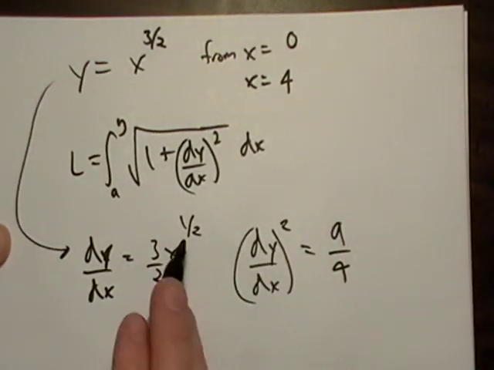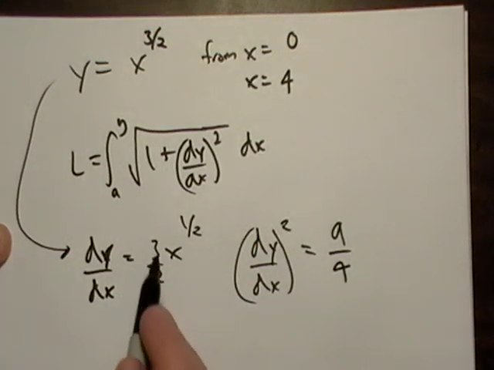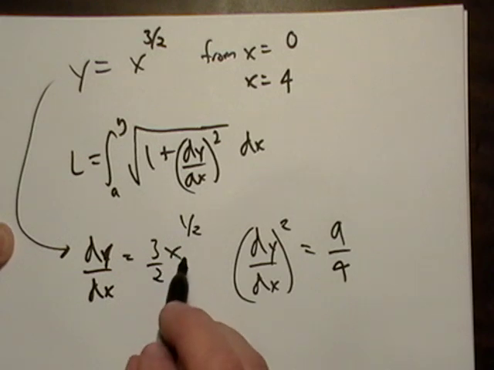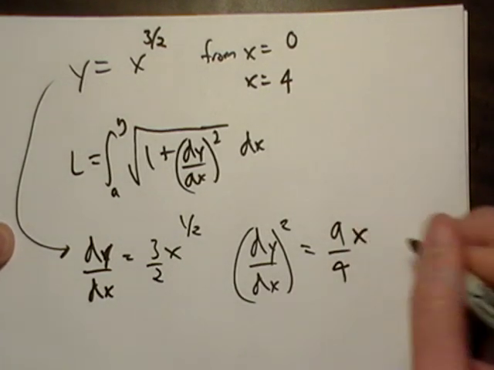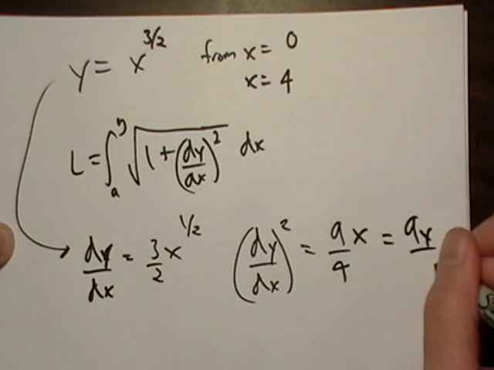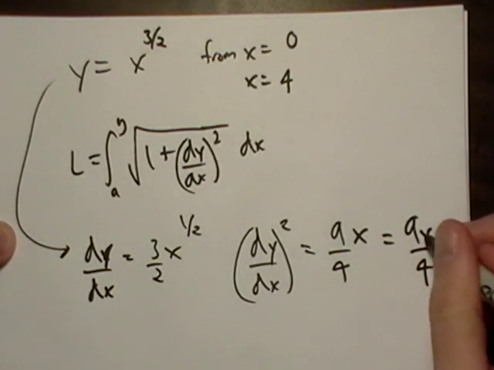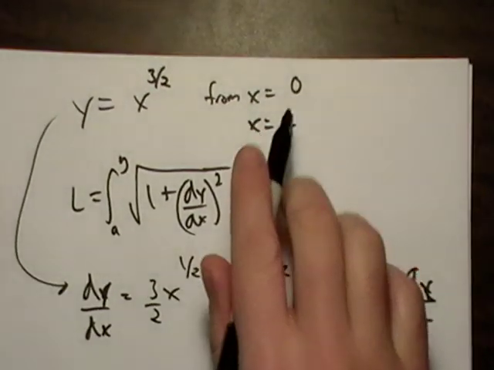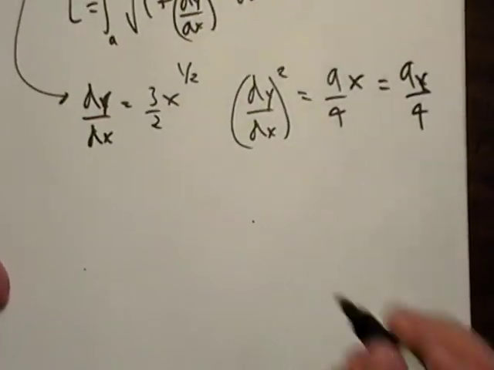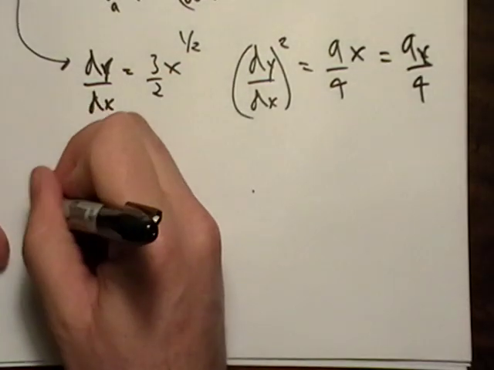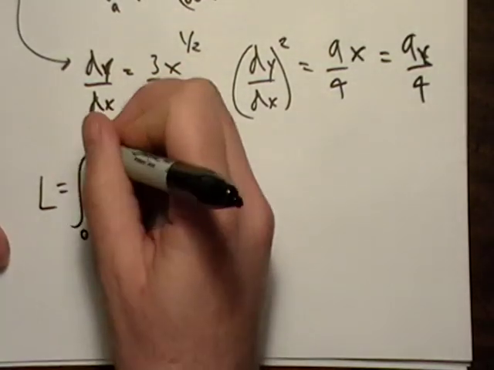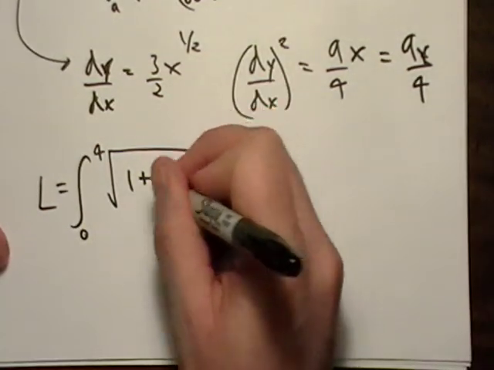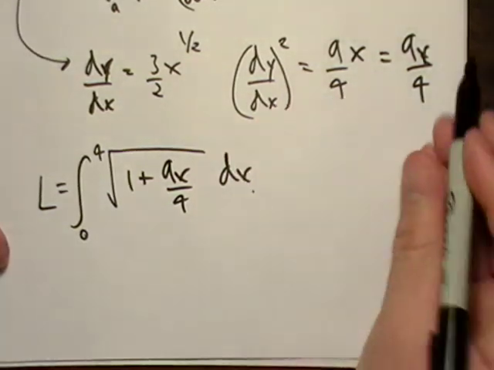If I square this whole thing, I get 9/4, and if I square this, I end up with x to the 2/2, which is just plain x. Which is just 9x over 4. So let's see here, and I'm going from x equals 0 to x equals 4, so it looks like the length of this curve is going to be the integral from 0 to 4 of the square root of 1 plus 9x over 4 dx.